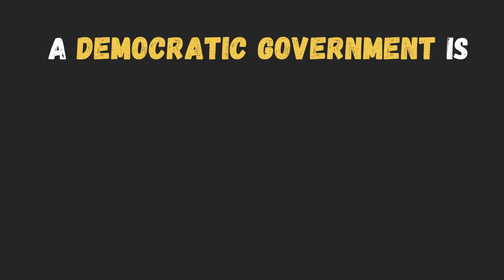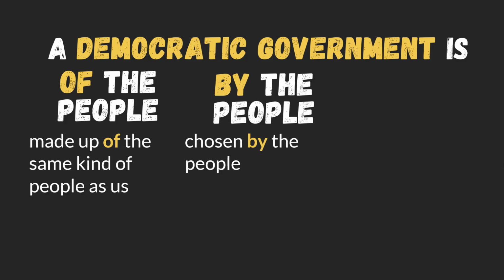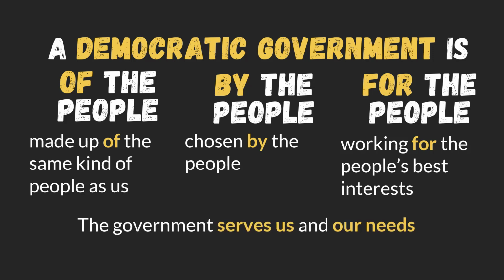A democratic government is of the people, made out of the same kind of people as you and me, and is by the people, chosen by the people, and last but not least is for the people. They are working for the best interest of the people so that they can take care of their basic needs. The government is to serve us and our needs ultimately, even though some of the decisions may not be that popular.